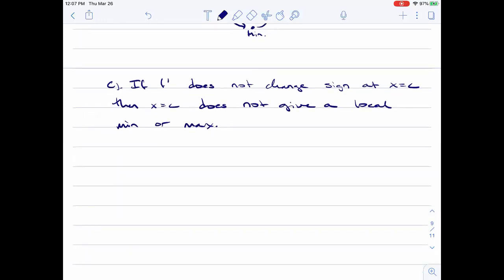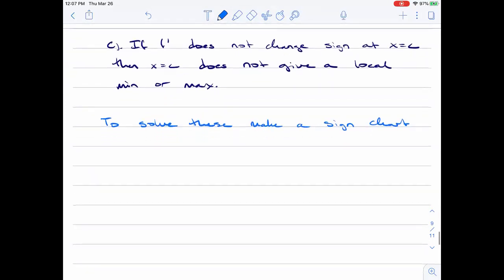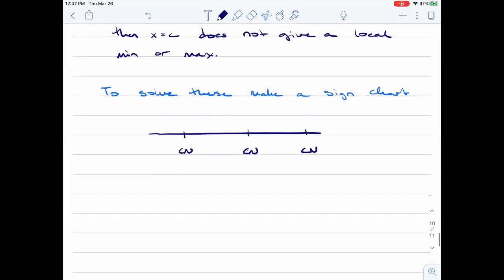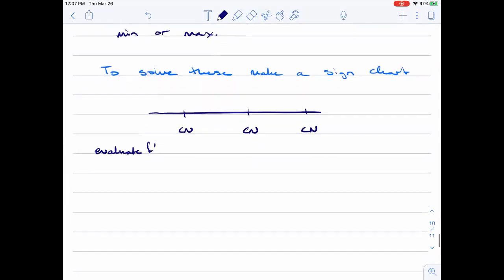And so what you're going to do to solve these is make a sign chart. So what you'll have is a couple of critical numbers. You've got a critical number here, a critical number here, a critical number here, and then evaluate f prime. It'll either be positive or negative in this region, positive or negative in this region, and positive or negative in this region. And that's how you'll be able to know.